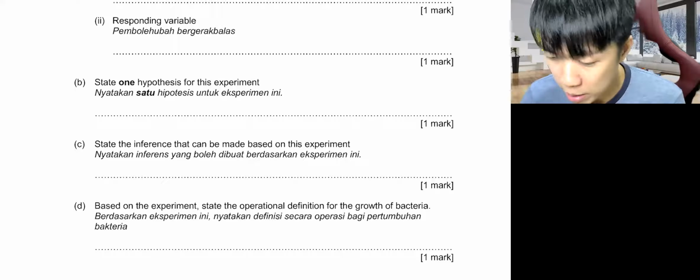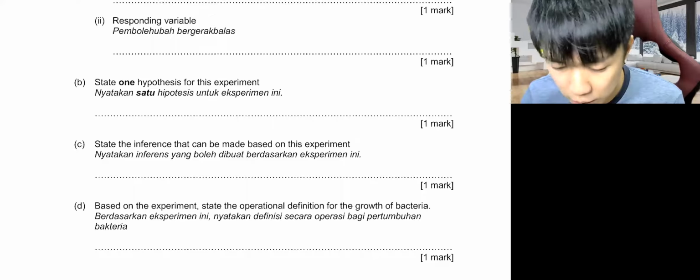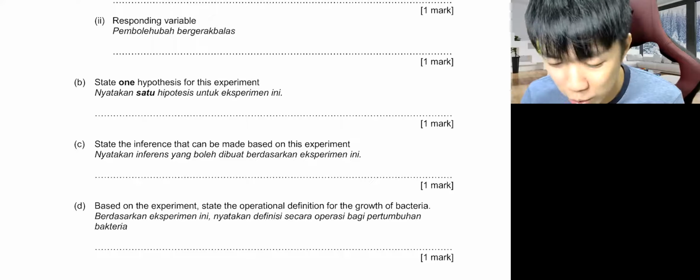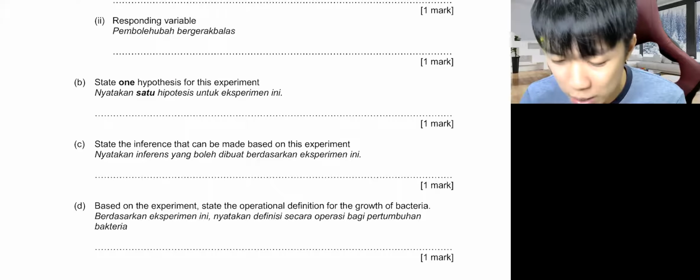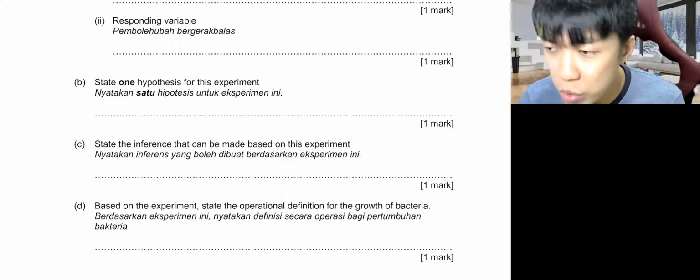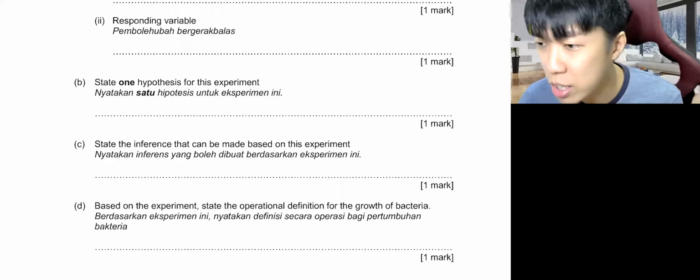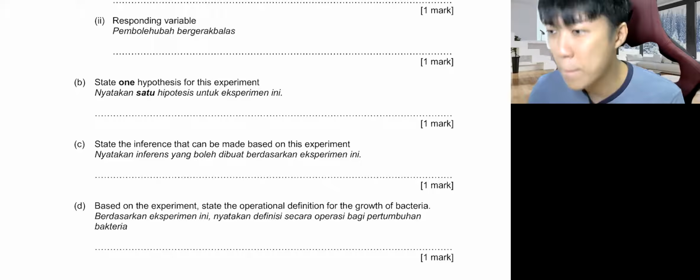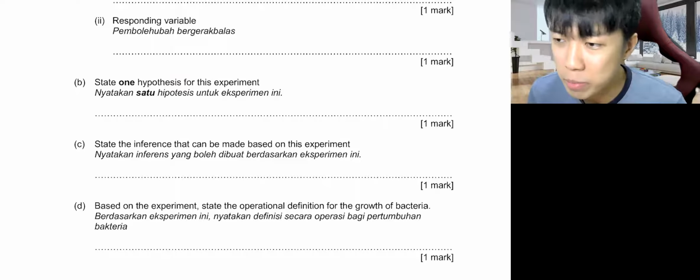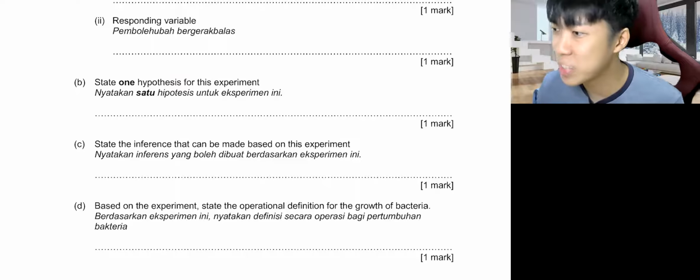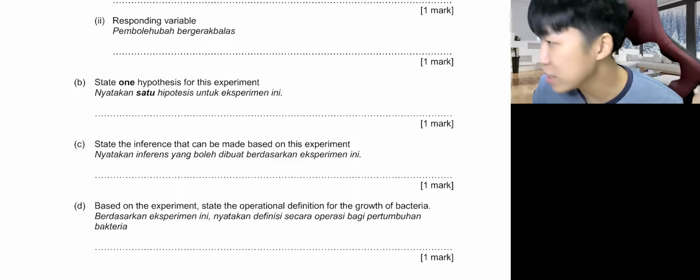Bacteria, you all know what you all need to write already. This is very short. Bacteria grow and reproduce rapidly in dark condition. All good.